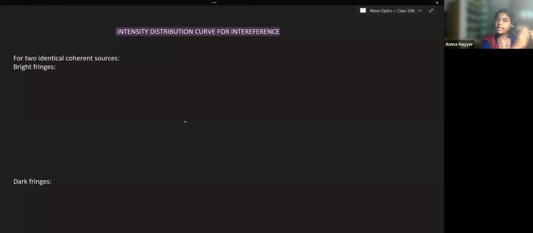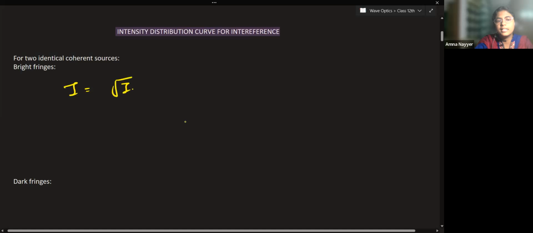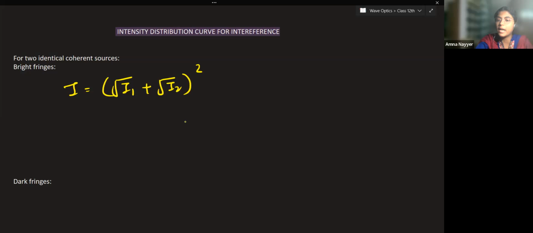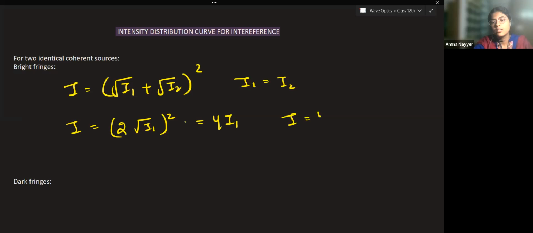So if you have coherent and identical sources, it means the intensity will be the same. For bright fringes, the resultant intensity will be (under root I1 plus under root I2) whole square. This is the formula for bright fringe intensity. If I1 is equal to I2, then I can be written as 2 times under root I1, whole square. That makes it 4I1. So I is equal to 4 times I1 in case of bright fringes.